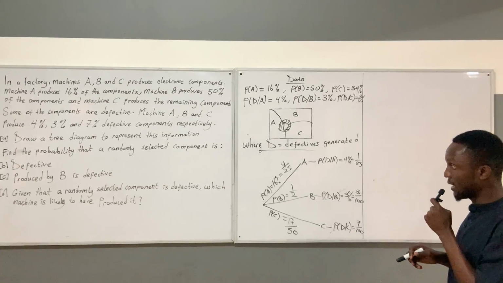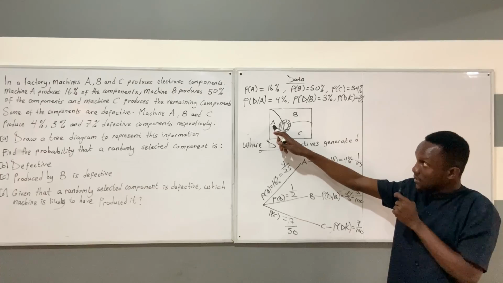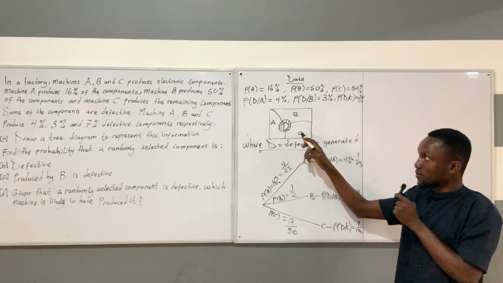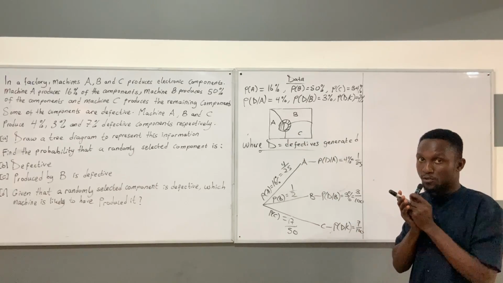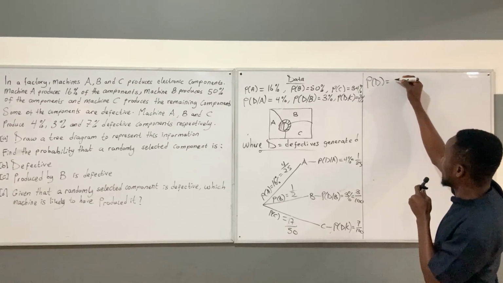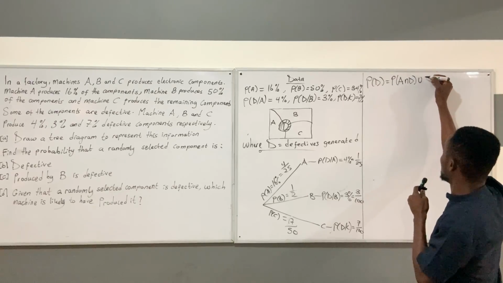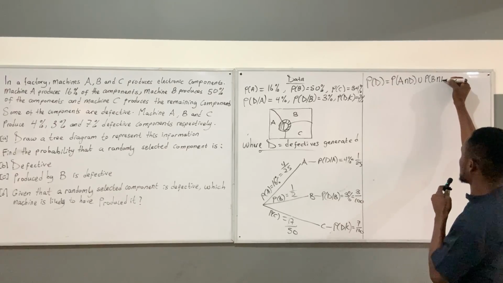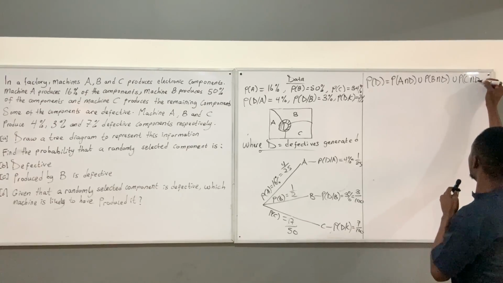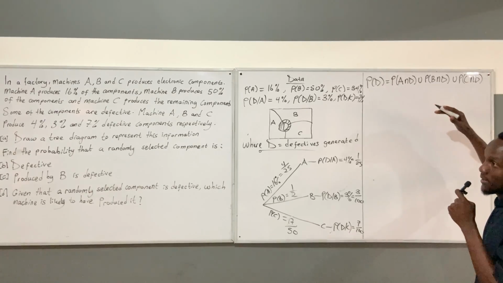To be able to find D, the probability of D, we need to find probability of A intersection D, probability of B intersection D, probability of C intersection D, and sum up the result together. So probability of D is going to give us probability of A intersection D union probability of B intersection D union probability of C intersection D. The union here means addition. Okay, so when I'm writing, I'll change it.